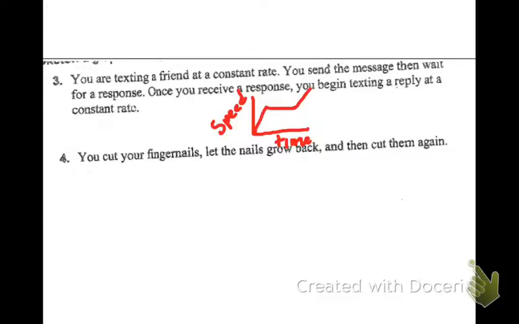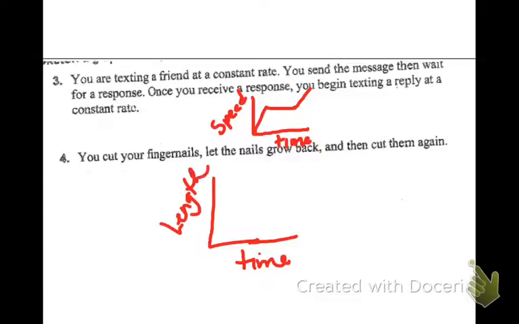Okay? If you cut your fingernails, then let them grow back, then cut them again. In this graph, you will have time. If you notice a pattern, we always put time on the x-axis. Remember, we've talked about independent and dependent variables. Time is always independent. Usually, what goes on the y-axis, the dependent, depends on time, okay? So I'm going to let them grow back and then cut our nails.